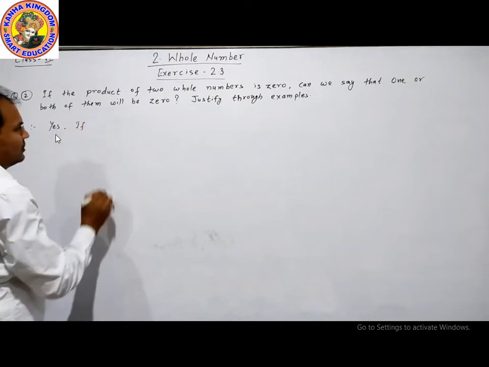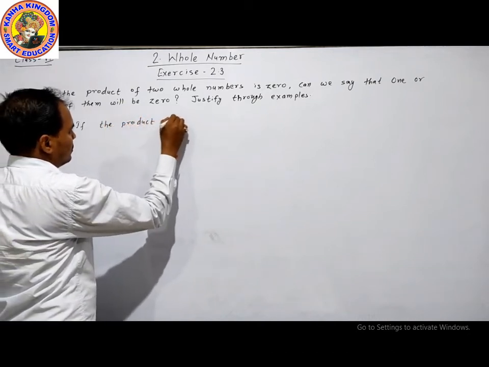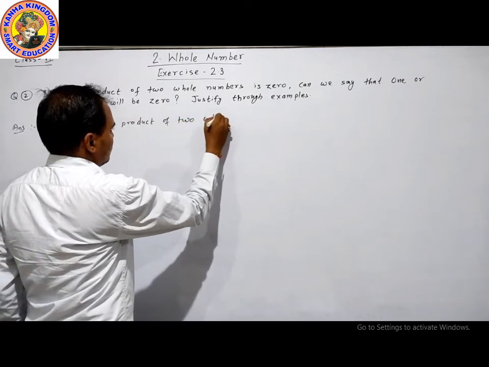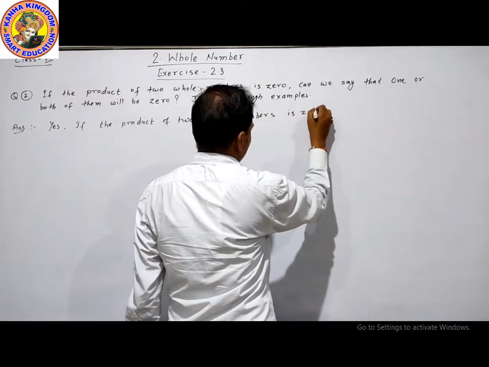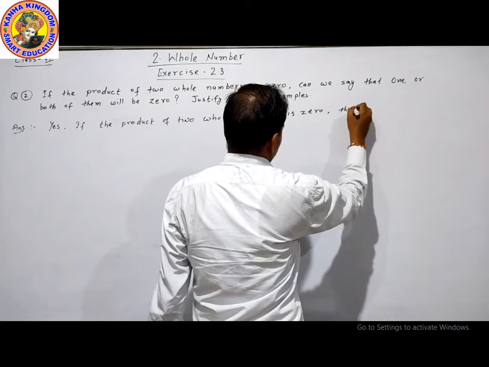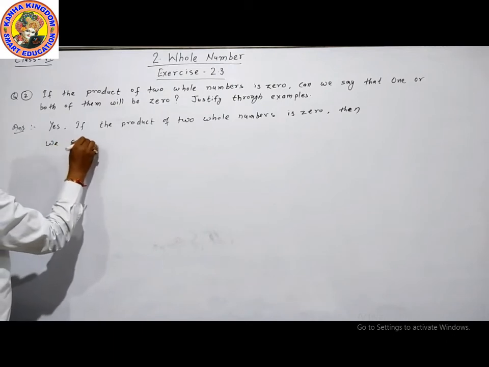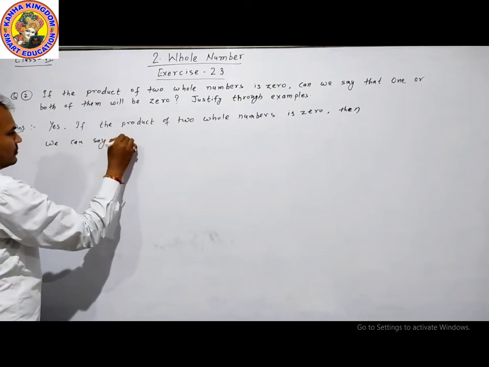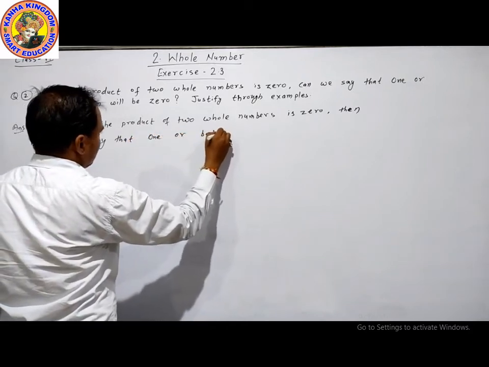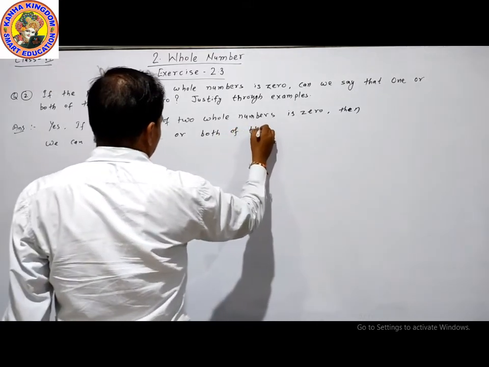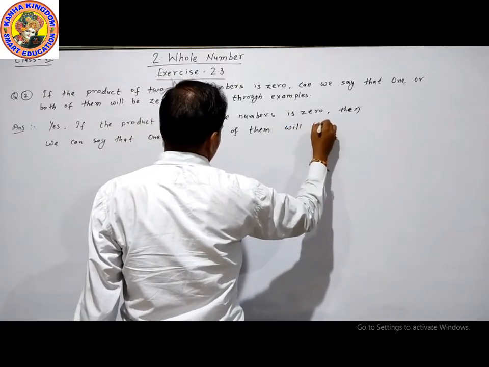If the product of two whole numbers is 0, then we can say that one or both of them will be 0.